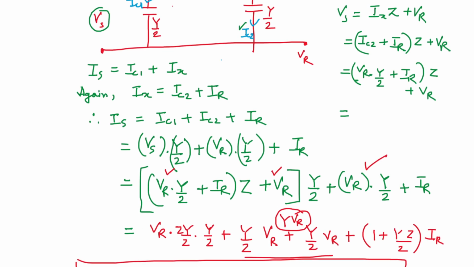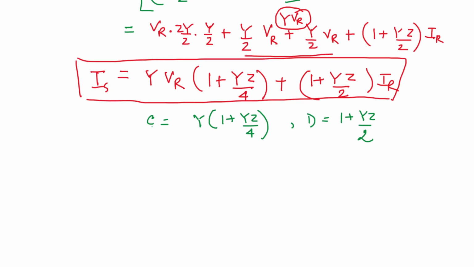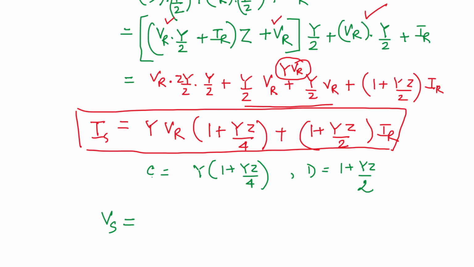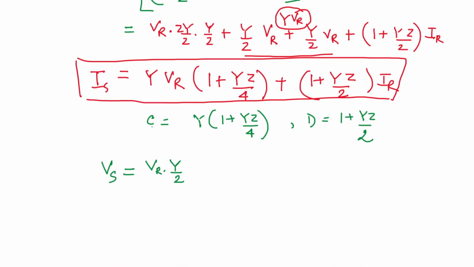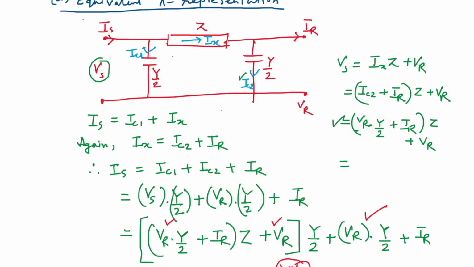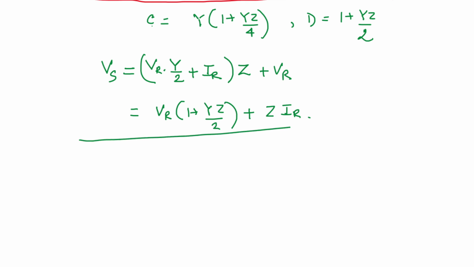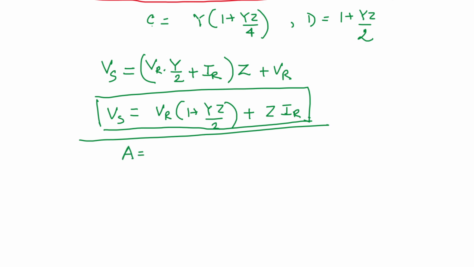Now again, let me go back to this equation. What was that? Vs is equal to VR into Y by 2 plus IR, into Z, plus VR. So if you take VR common, it will be 1 plus YZ by 2 plus Z into IR. So if you compare this, we will get A is equal to 1 plus YZ by 2 and B is equal to Z.